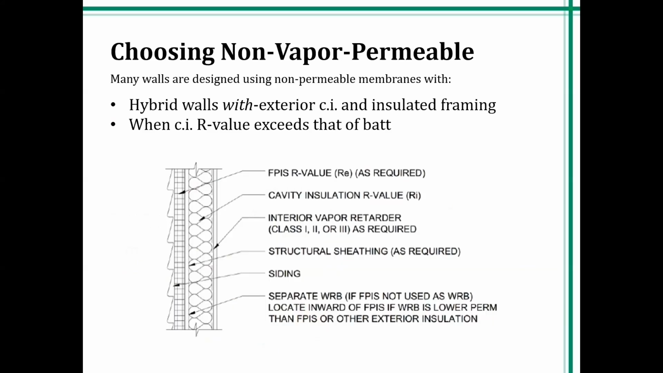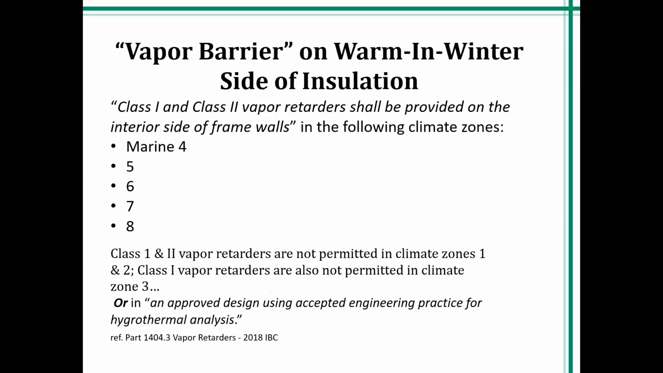Many walls are designed using non-permeable air barriers. And again, we just looked at the hybrid wall with a combination of batt framing in between the studs and a layer of exterior CI. When the exterior CI exceeds that of the batt, these are pretty easy to arrive at. The vapor barrier goes on the warm in winter side of the insulation. Again, I think I touched on this earlier.